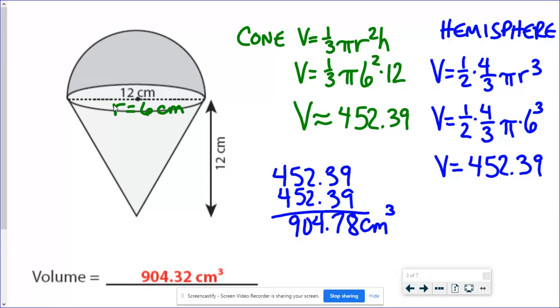This answer is if you had used 3.14, which I tend to not do very often, and I realized that I forgot to change it on this answer key. I'd be okay with either answer. I prefer the pi button. It's more accurate. Not that there's a huge difference in this, but it does make a little bit of a difference.